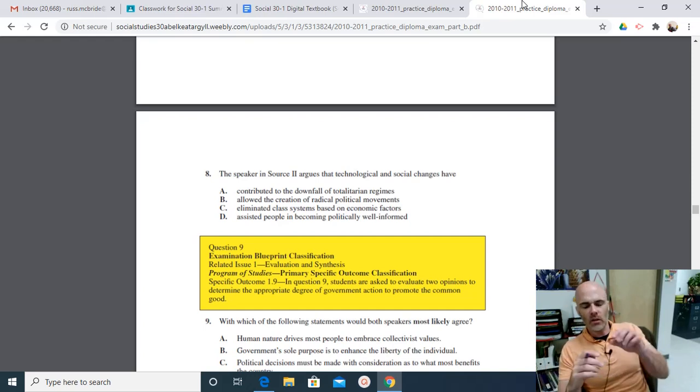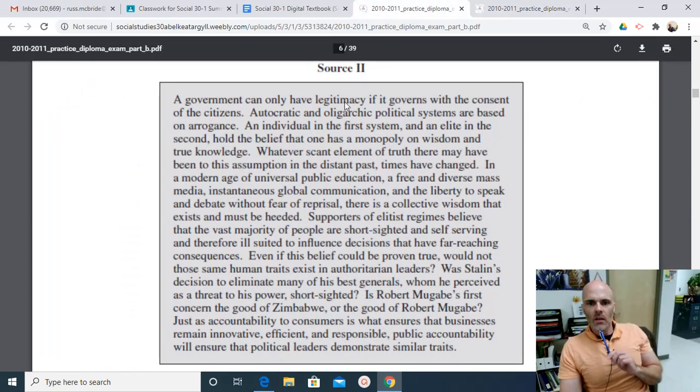Let's go back and look for, is there a line that really says it's D? Or is there a line that really says it's A? Is there a line that says because of technology and social changes, people are more informed? Or because of that, totalitarian regimes fall? So we're reading through it and looking for those two things.